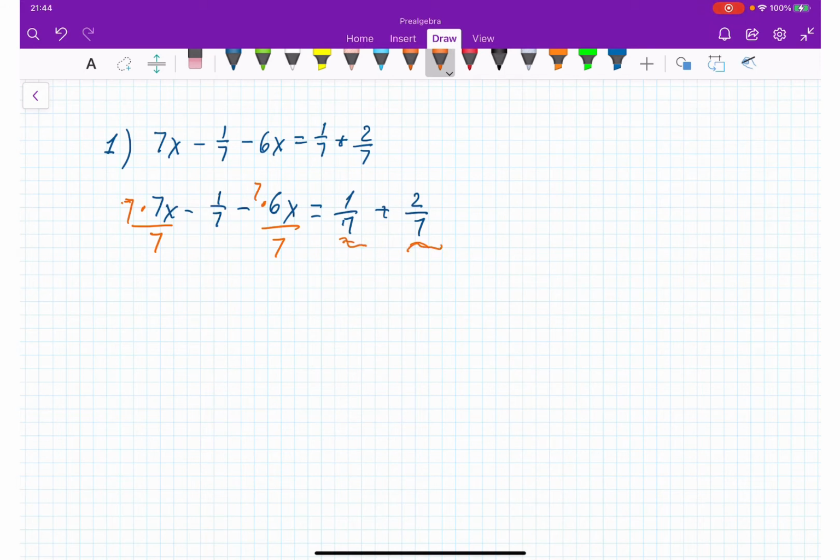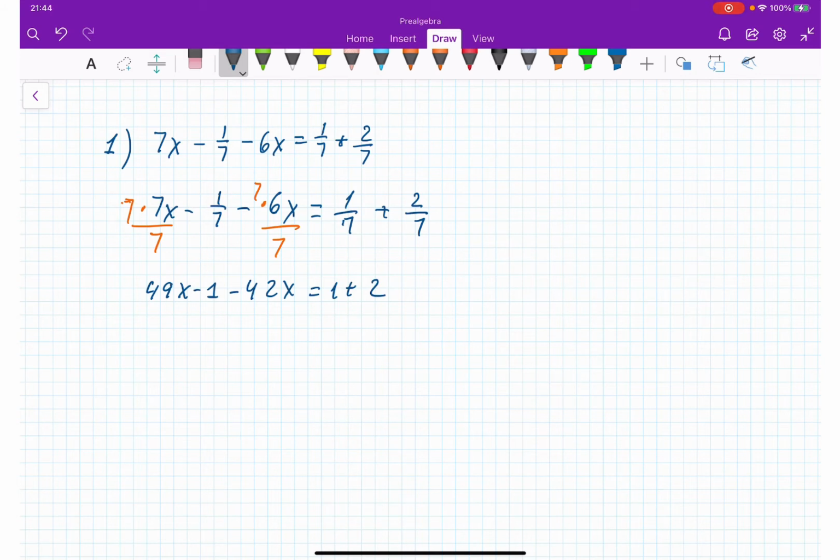So, look what I have here. I have 7, 7, 7, 7, 7. And I didn't skip any term. So every single term has the same common denominator 7. For that reason, the next step is I'm going to drop this denominator and leave only the numerator, and I will have to deal only with a linear equation. So this is going to be 49x minus 1 minus 42x is equal to 1 plus 2.